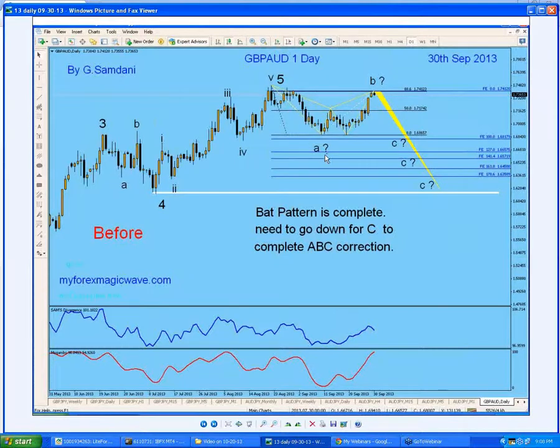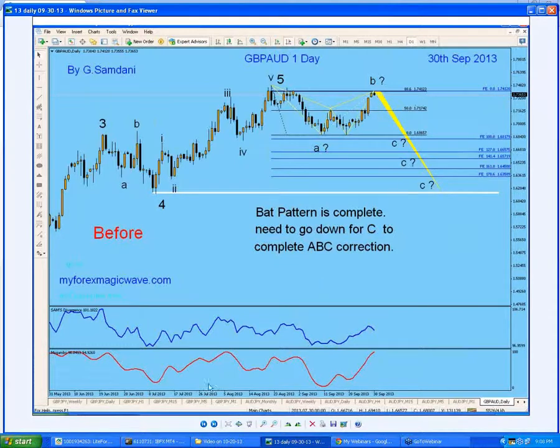So I said, well, this is A and this is B, then we have to go down into C wave, maybe 100% or 127% or 1.618. These are the 3 levels. Okay, and this is a daily chart, by the way, and this pound Aussie moves big time. When I sent out the chart, we were around 174, close to 174, 173.80, 90.